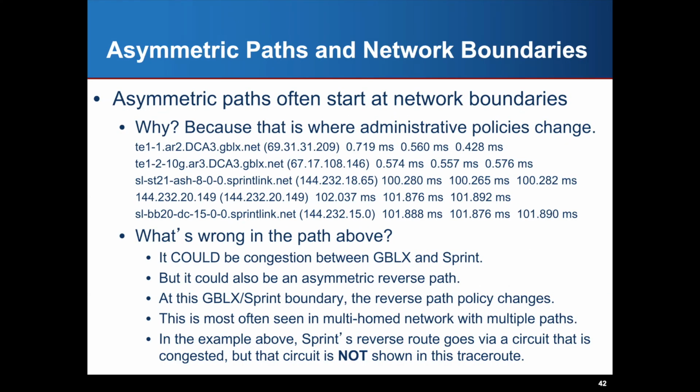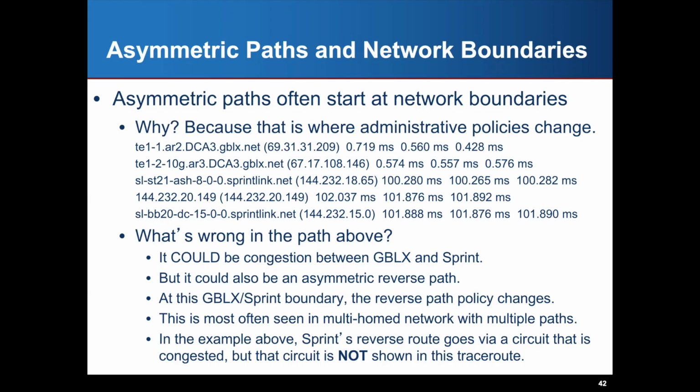So another thing you care about is asymmetric paths and how they hit network boundaries. And why do we care about network boundaries? Because like I said before, that's where the administrative policies change. So here's an example where between DCA, so that's a Washington, D.C. area router, and ASH, so that's Ashburn, Virginia, that's another Washington, D.C. area router, we see the latency jump up to 100 milliseconds. And you look at that and you say, well, what's wrong with this path?